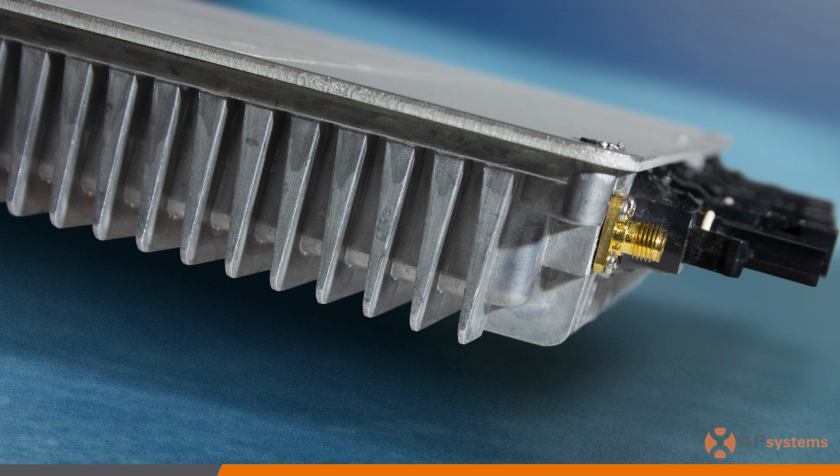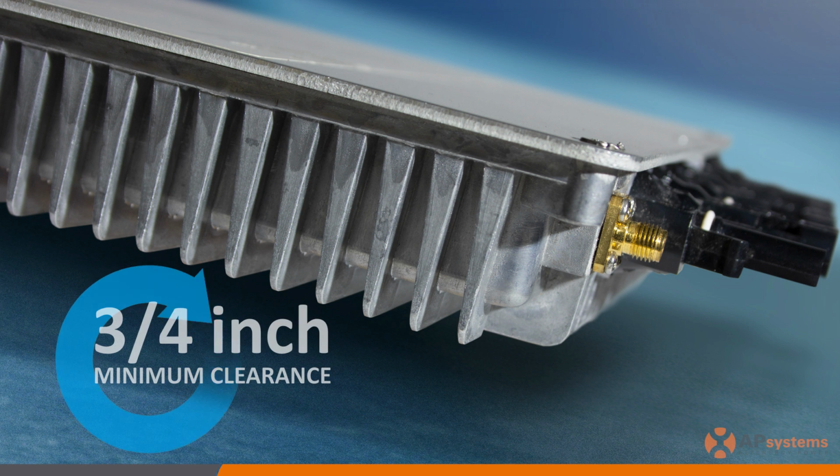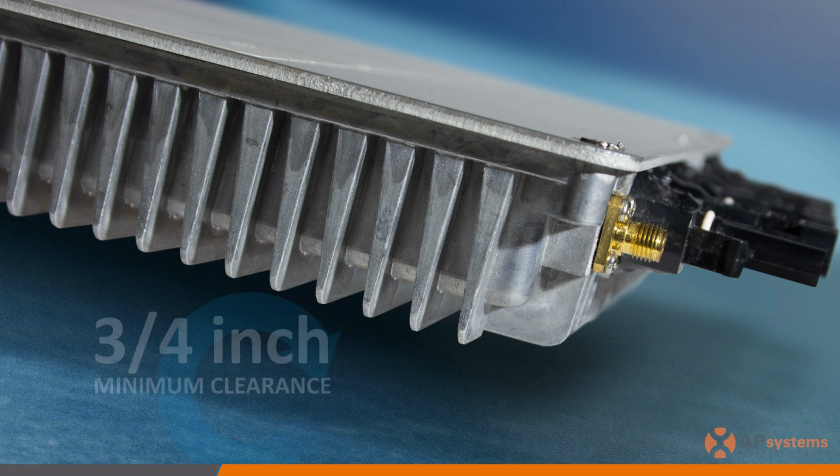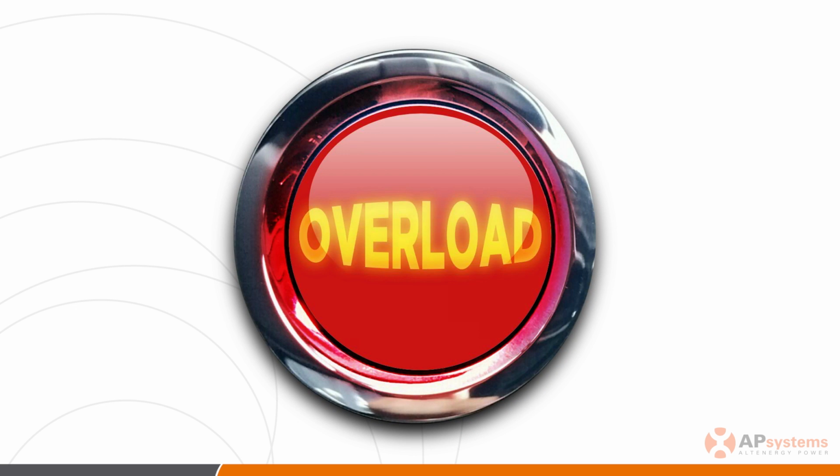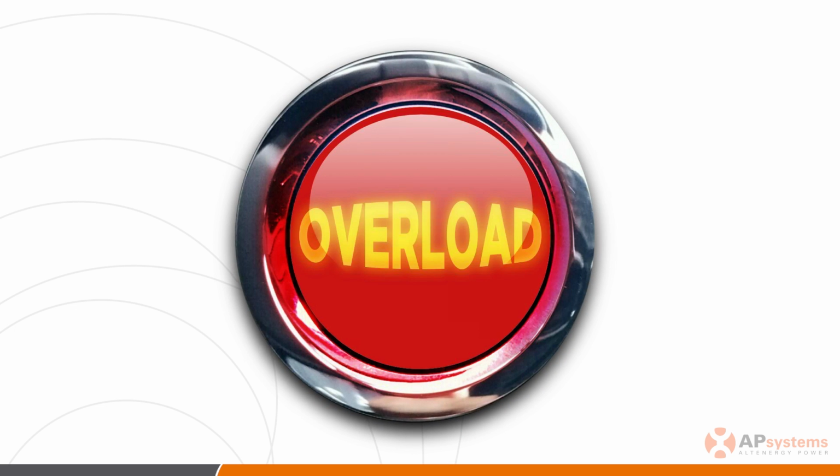Allow a minimum of 3/4 of an inch clearance between the roof surface and the bottom of the inverter so that the inverter can dissipate the heat generated by the power conversion process. And again, do not exceed the maximum number of inverters in an AC branch circuit.